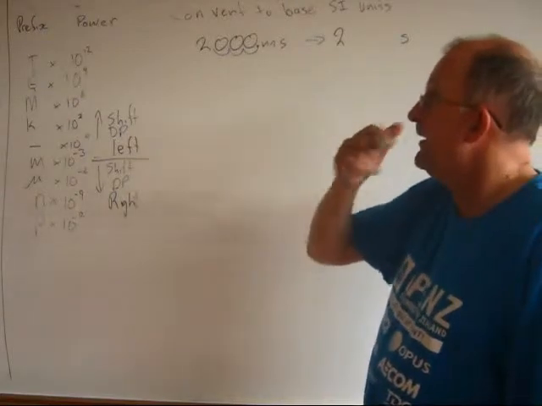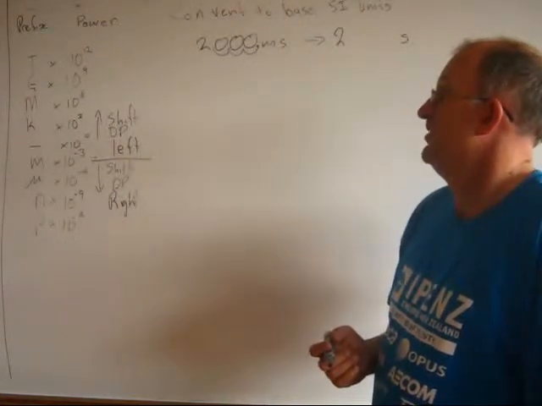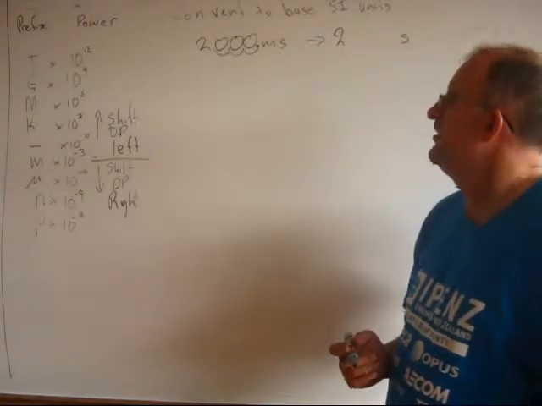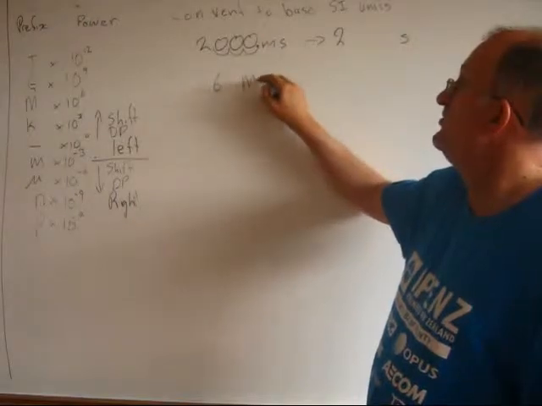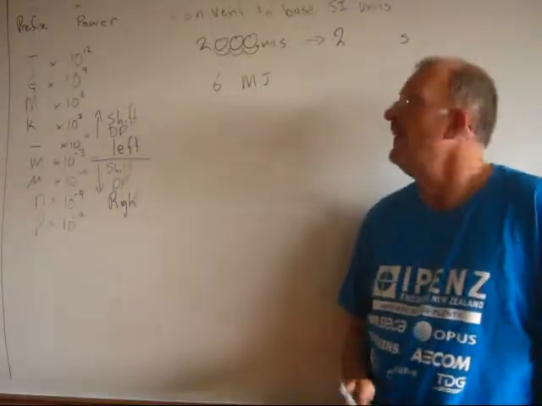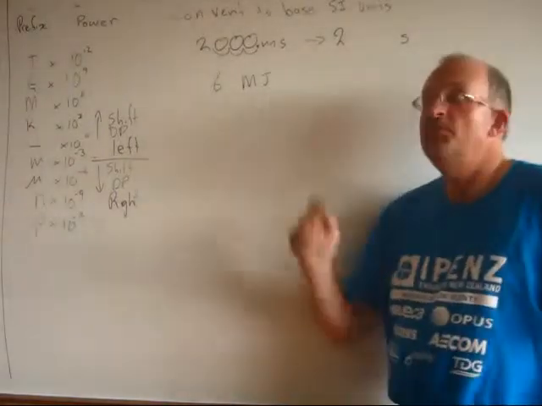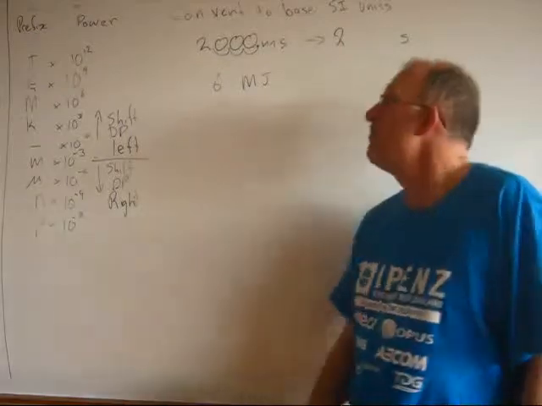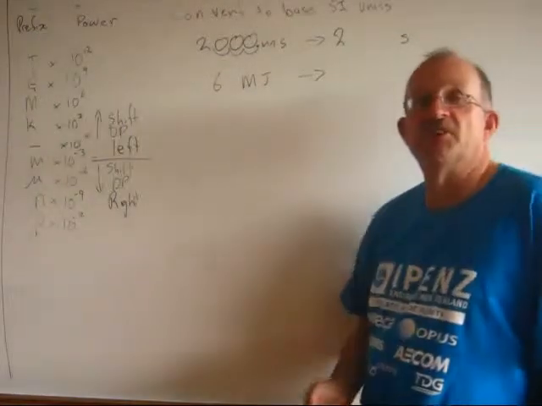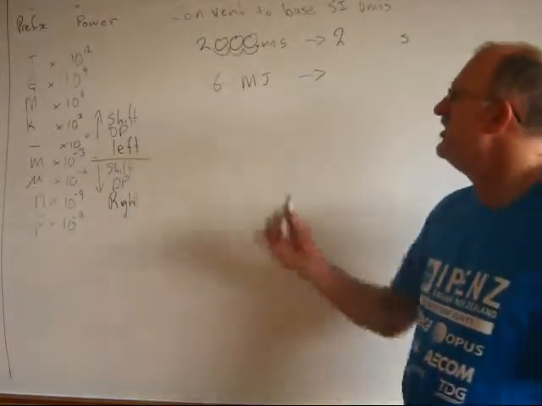If we have 6 megajoules, a joule is a unit of energy. So how many joules is that going to be? We're going to convert it to joules. So here's your chance to pause and try it yourself. And we're back. Okay, so 6 megajoules.